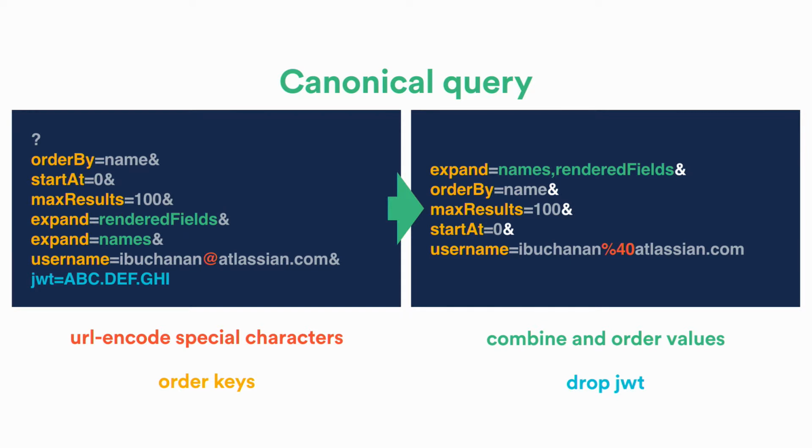We're going to combine and order values. So typically, expand and its multi-valued nature would be expressed by having multiple parameters, like expand rendered fields and expand names. In the canonical query, we order those alphabetically and we comma separate them. And then we drop JWT. So there's a kind of fake JWT included on there, but since all of this query string hash goes in the JWT, it would be some kind of crazy circular reference. So if there is one, we drop it.